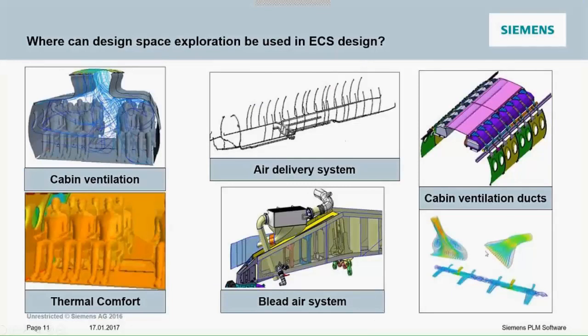From a cabin ventilation perspective, oftentimes the final delivery, so this is the ducting going into the main cabin, obviously cabin ventilation, thermal comfort, in this context looking at the overall comfort of a passenger, the bleed air system, the system that brings air in from the engine typically and provides air into both the cabin or the preconditioner into the cabin, as well as the ice protection system. So there's a number of areas.